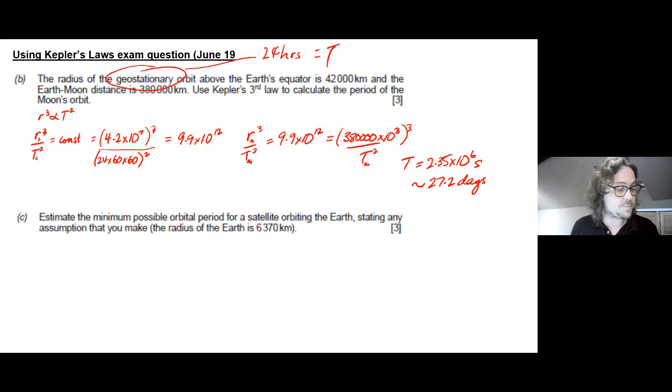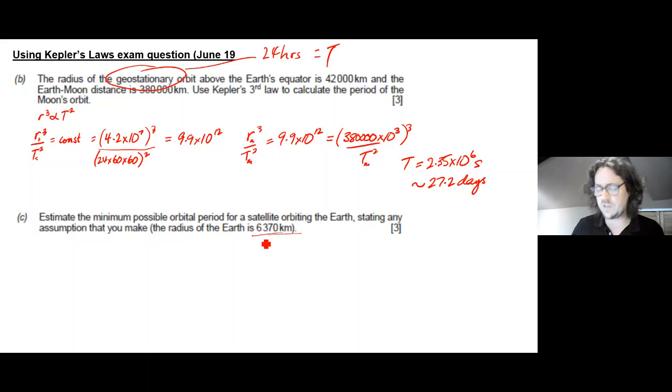Right, now part C. It says, estimate the minimum possible orbital period for a satellite orbiting the Earth, stating any assumption that you make. The radius of the Earth is 6,370 kilometers. So what is the minimum possible orbital period? Well, that would happen at the minimum possible height. Now, we'd have to make some kind of assumption here. Maybe you can all think of what that assumption is.